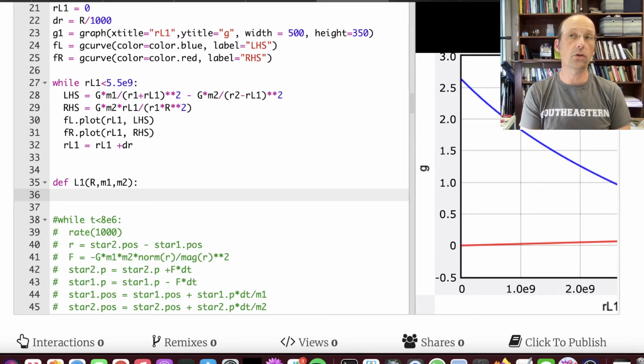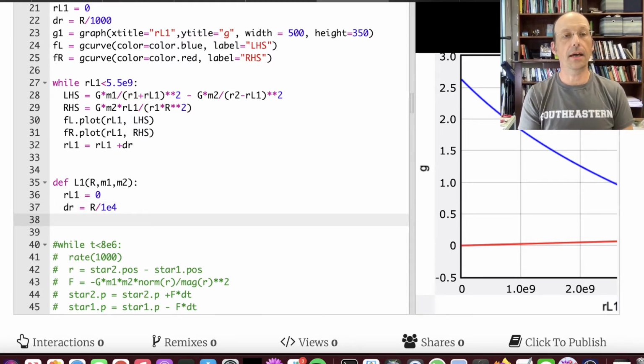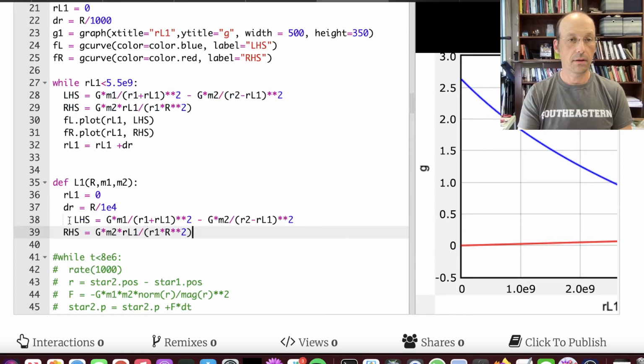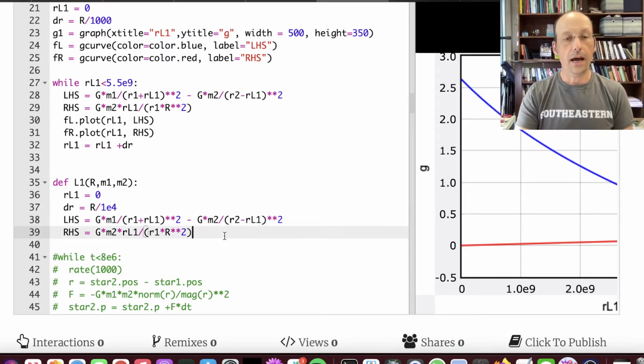Okay, so I already have those values, RL1, RL2. What I need to do is what I did right here. So I'm going to say RL1 equals 0. dr is r divided by 1e4. I'm going to actually do 10,000 points. And then I need to do this. See, now I can copy this. I don't have to retype them because I use the same variables. Aha. See?